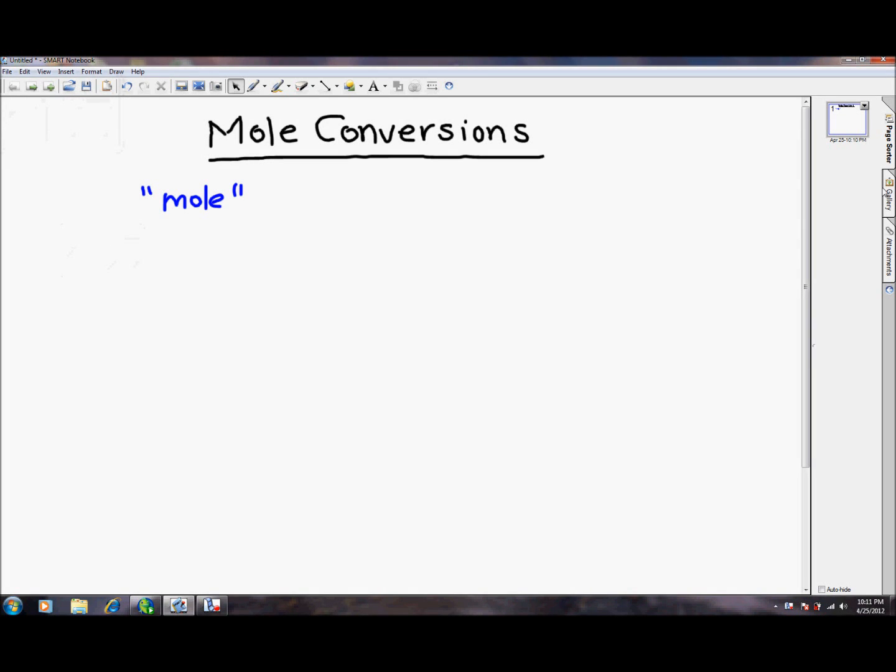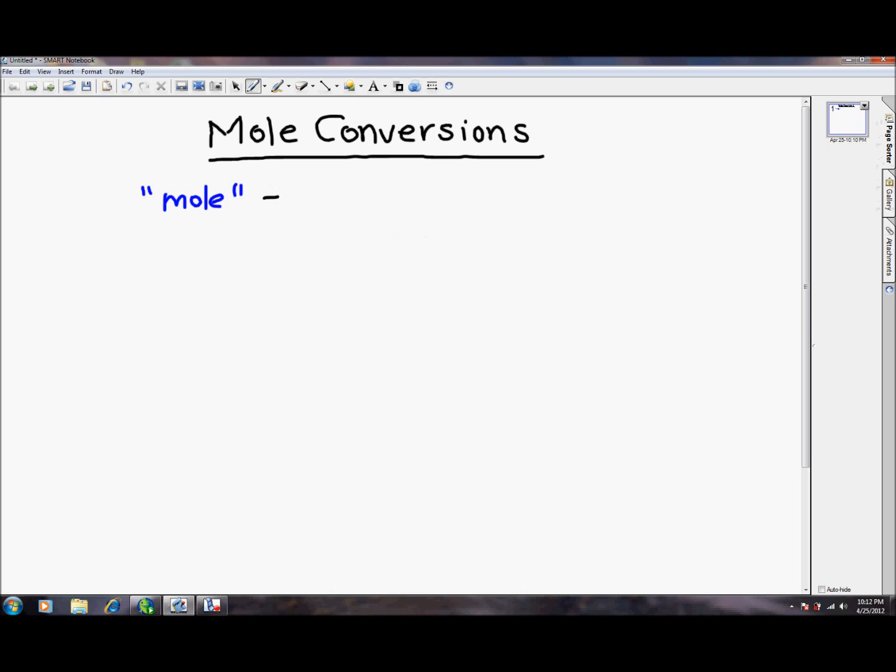One of the most important concepts in chemistry is the concept of the mole. The mole is sometimes called the center or the heart of chemistry because so many chemical concepts require the use of the mole unit. So the first question, of course, is, well, what is a mole?